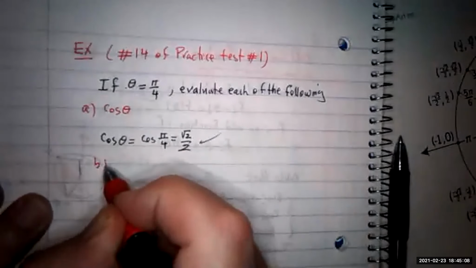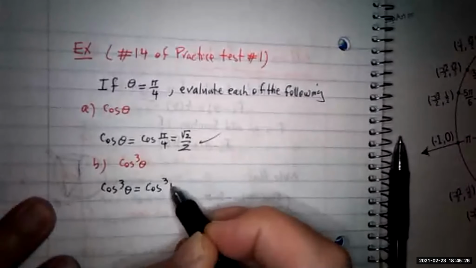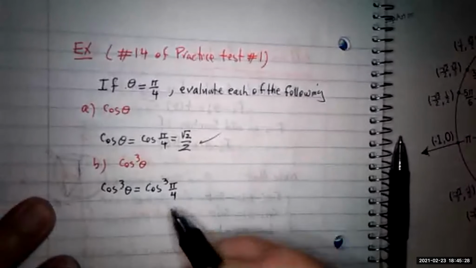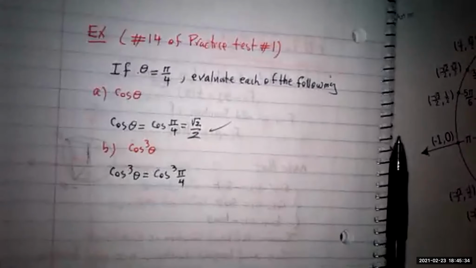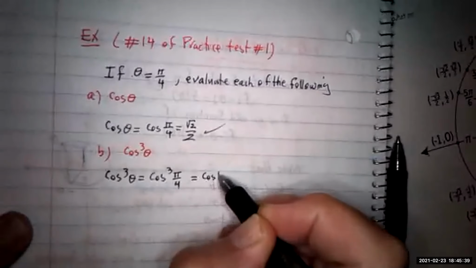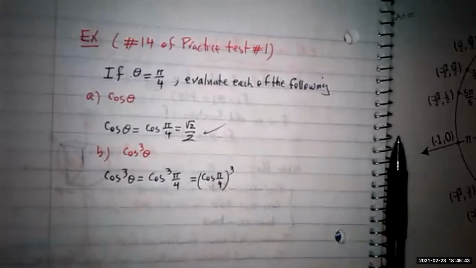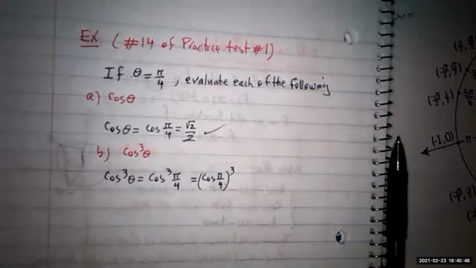You see, you substitute first. So the substitution would be cosine cubed of theta is cosine cubed of what? Substitute pi over 4. It's something like parentheses to the third. This is the way you have to think about it, okay? You better rewrite it: cosine of pi over 4, everything to the third. This is the way you think about it. Cosine of pi over 4, everything to the third.